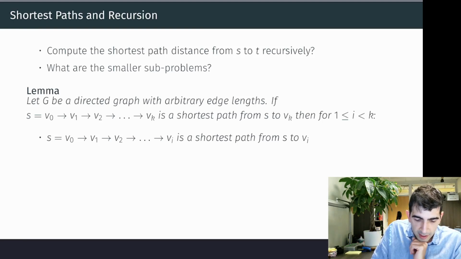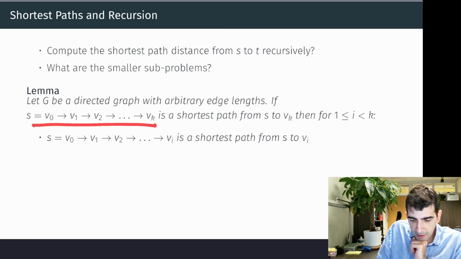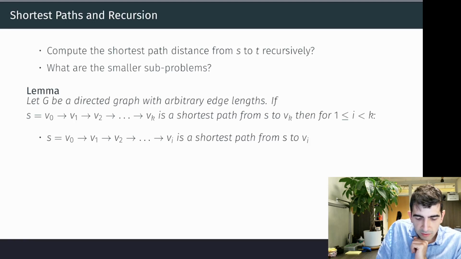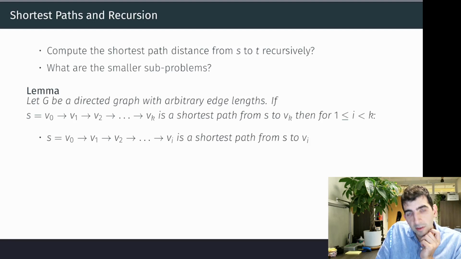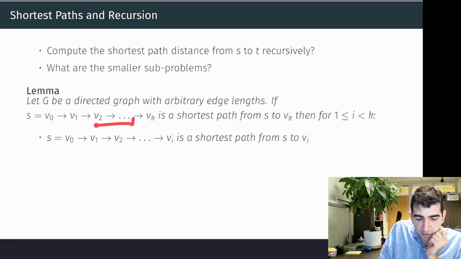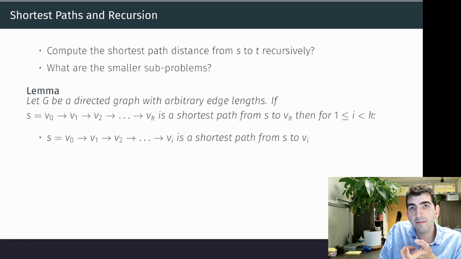Let's go back and say, if we have a shortest path, and let G be a directed graph with arbitrary edge lengths, could be negative. If there is a shortest path from S to VK, then for some prefix of this shortest path, that is also a shortest path from S to VI, right? Just because there are negative edge lengths doesn't negate this fundamental property of shortest paths, which is that you can't shortcut the shortest path, right?